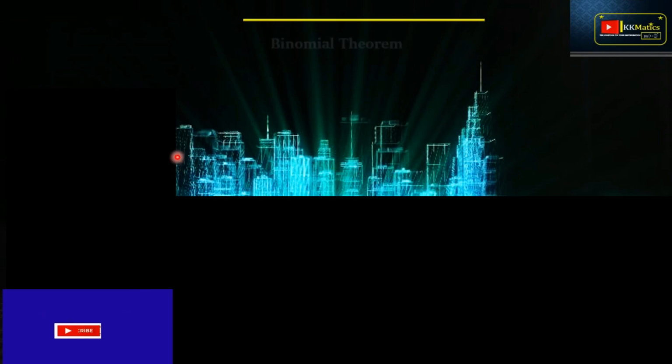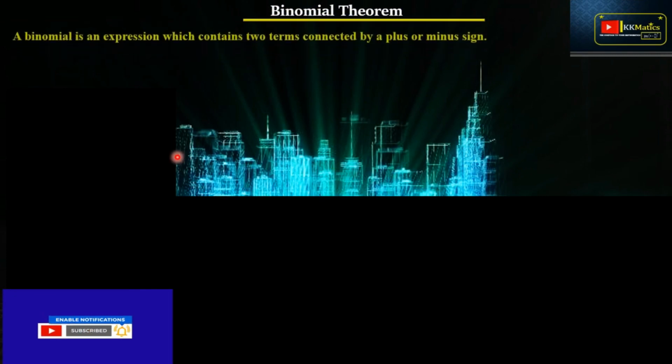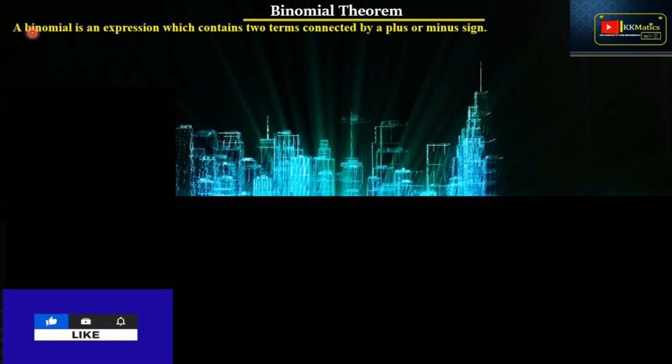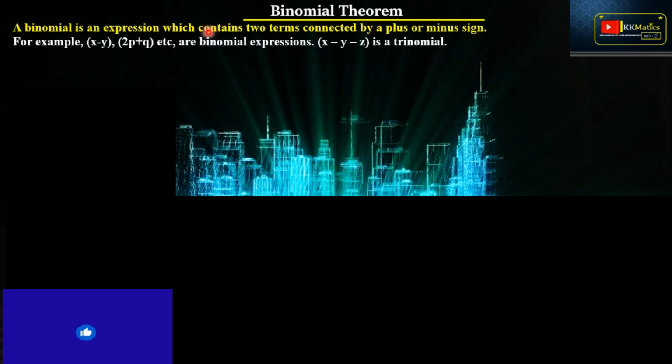Today we're dealing with the binomial theorem. Let's talk about what the binomial theorem is. A binomial is an expression that contains two terms connected by a plus or minus sign. So for example, we have two terms here. X is the first term, Y is the second term, and it's connected by minus and plus. The same applies to this. Because there are two terms, we call it a binomial expression.